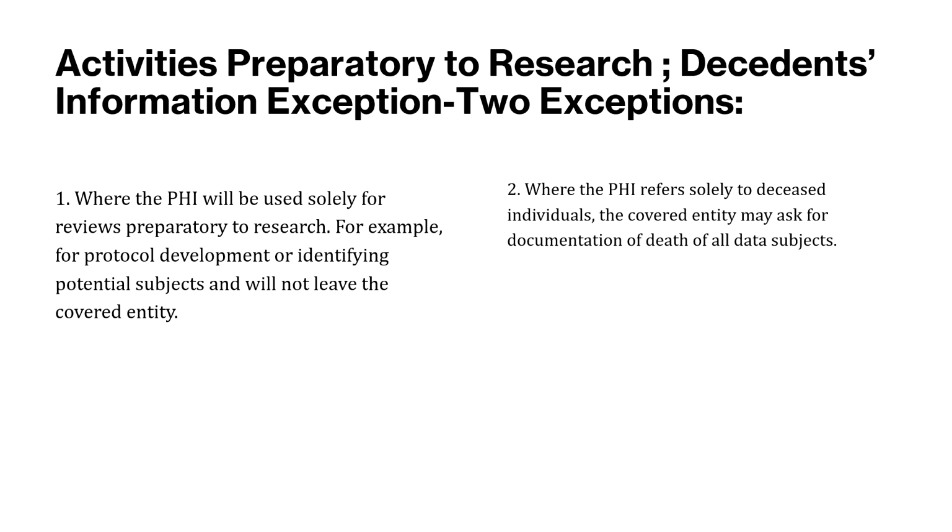Activities preparatory to research, decedent's information exception. There are two. Number one, where the PHI will be used solely for reviews preparatory to research, for example, for protocol development or identifying potential subjects, and will not leave the covered entity. And number two, where the PHI refers solely to deceased individuals, the covered entity may ask for documentation of death of all data subjects.